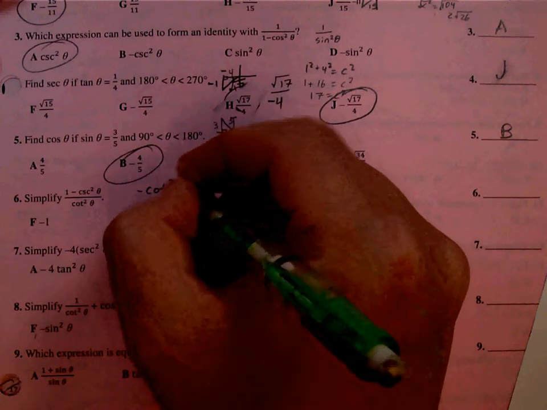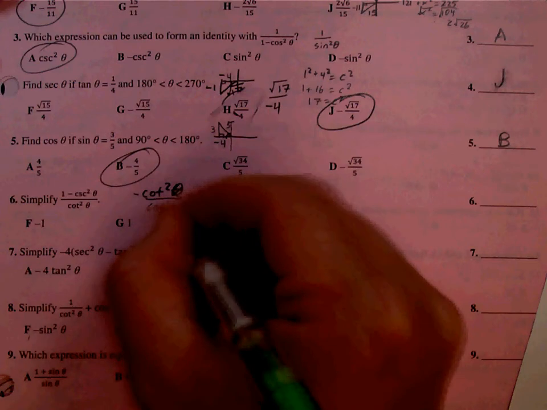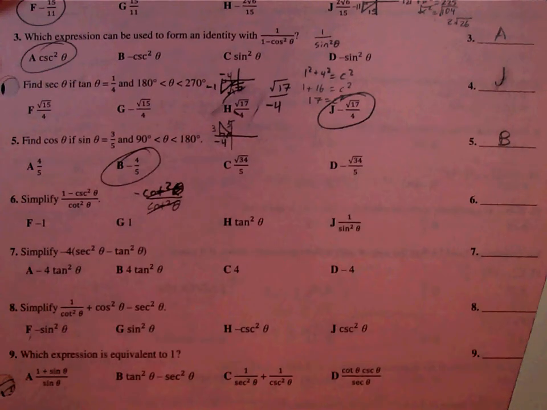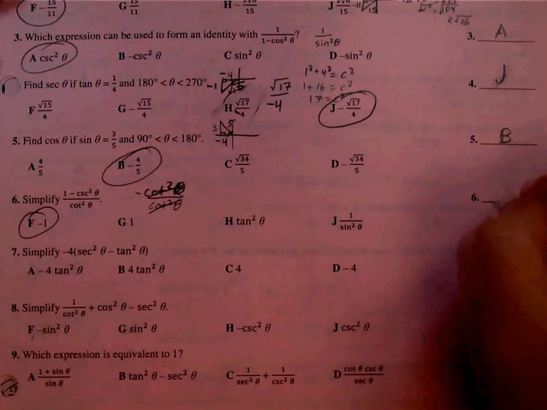So that's what my numerator is: negative cotangent squared of theta, over cotangent squared of theta. So cotangent squared of theta over cotangent squared of theta will cancel out, so I'll be left with a negative 1. It's F.